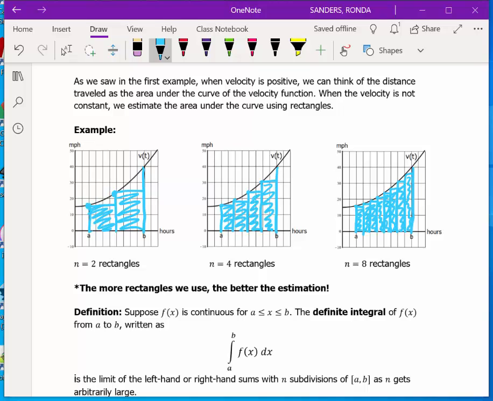You'll notice this time that we have almost entirely shaded the area under the curve of the velocity function. What we realize is that the more rectangles we use, the better the estimation.